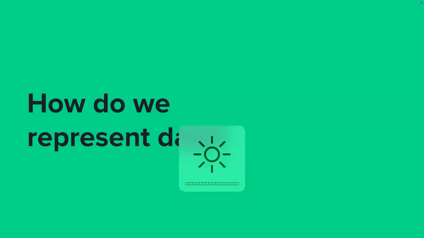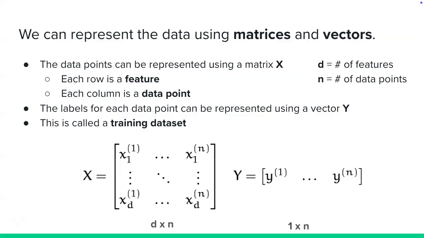So now, how do we represent our data? We can represent our data using matrices and vectors. The data points we can represent with a matrix called X. So every row is a feature, and every column of this matrix is a data point.